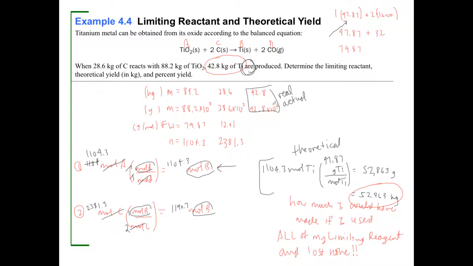That's my theoretical. Here's my actual in kilograms, right? So what's my percent yield? My percent yield is 42.8 over 52.863 times 100, right? So let's do that. 42.8 divided by 52.863 equals 0.8096. Wait, times 100 equals 80.96.